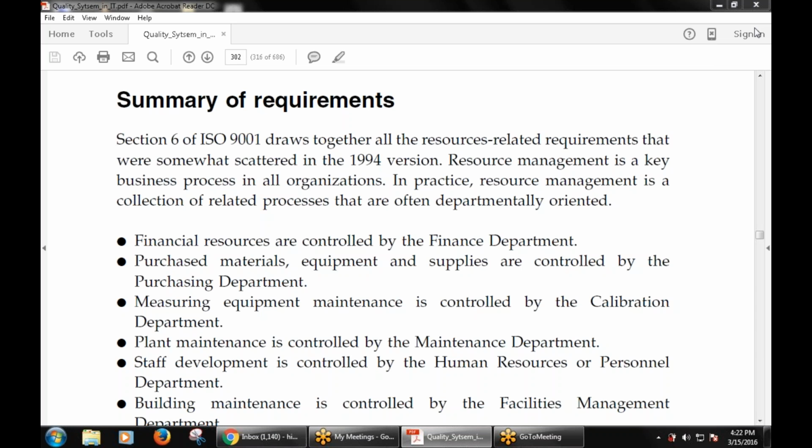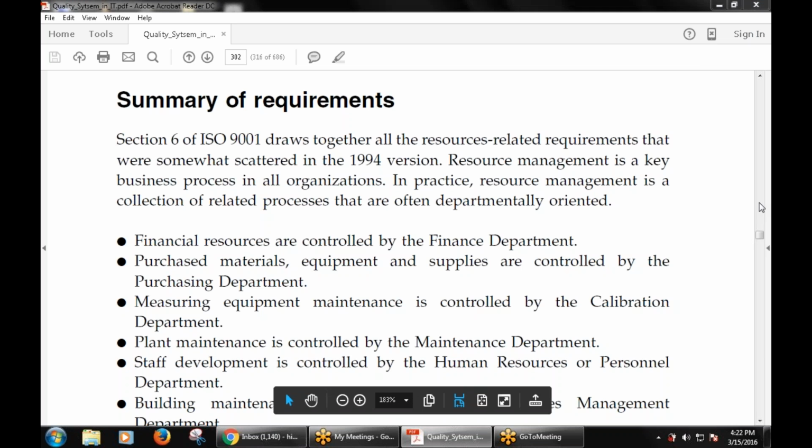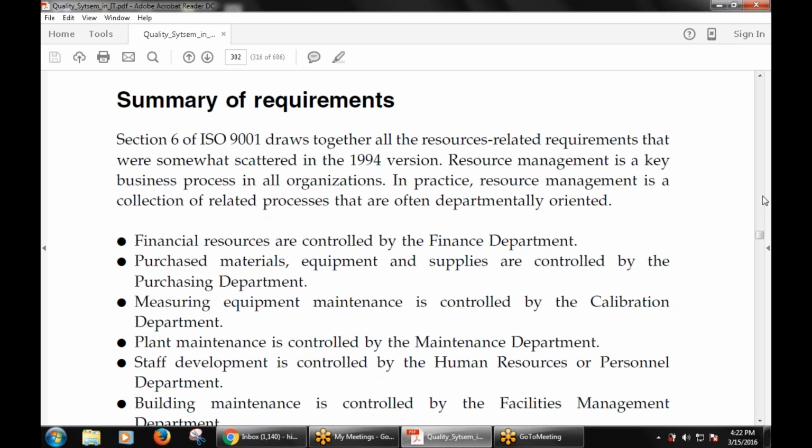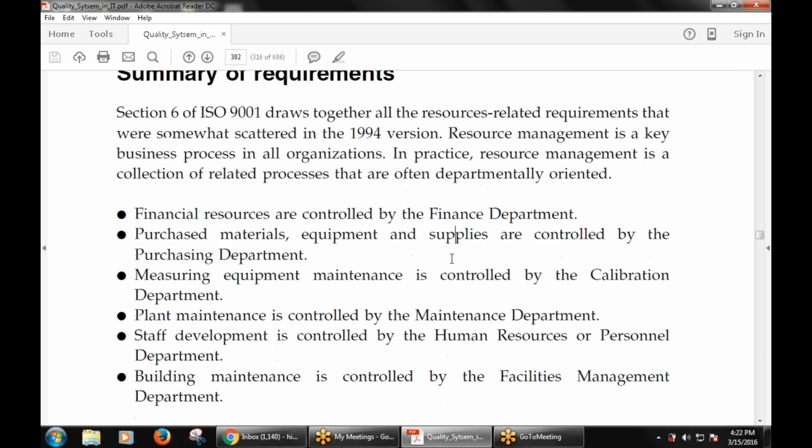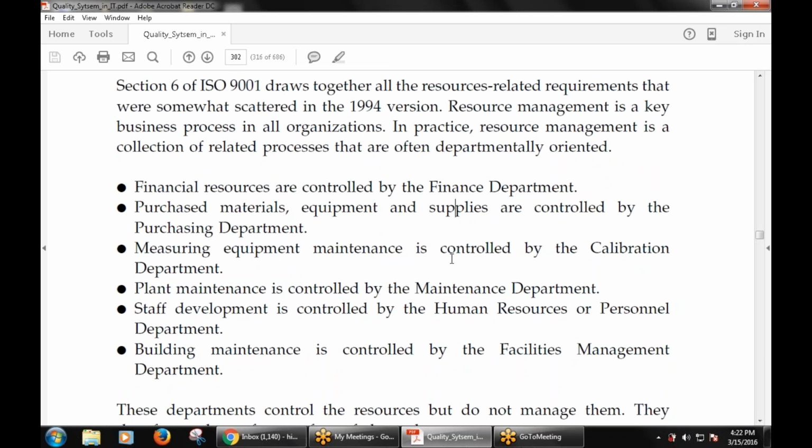We can carry out financial reporting, which is controlled by the finance department. This is the financial resources. Then there is purchasing of material, equipment and supplies, controlled by the purchasing department. Then measuring equipment is handled by the calibration department.